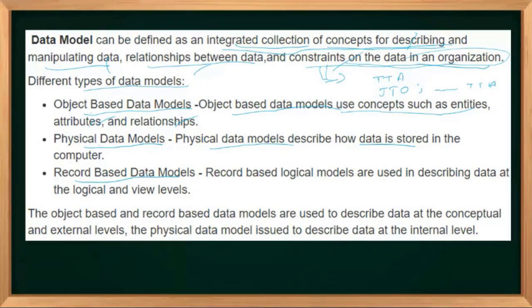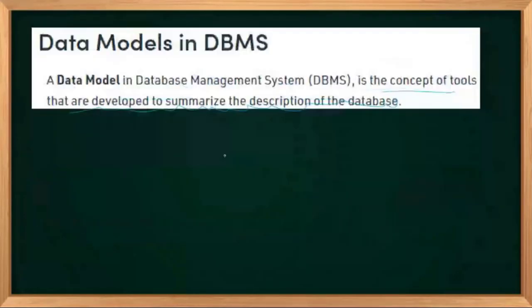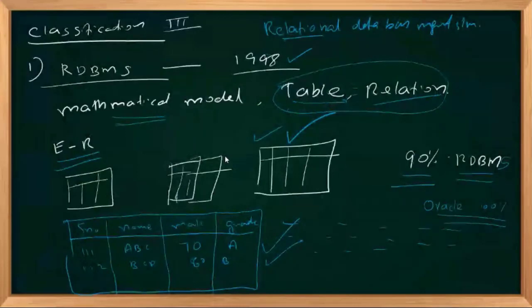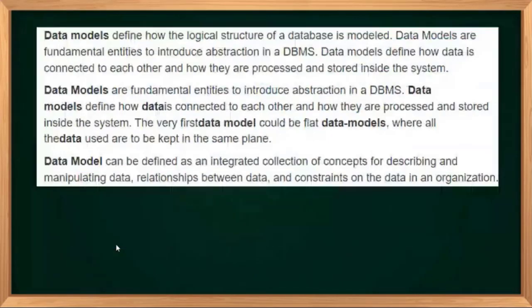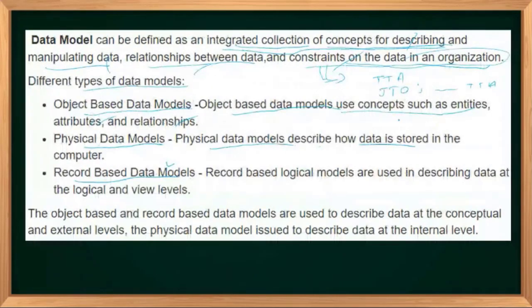The third one is the record-based data model. Record means the relational model, the tabular model. This is the record-based model, the RDBMS model. This is record 1, this is record 2, meaning the interrelated data among entities are the records. Storing in tabular form is the record-based model, a logical model used for describing data at the logical and view levels.